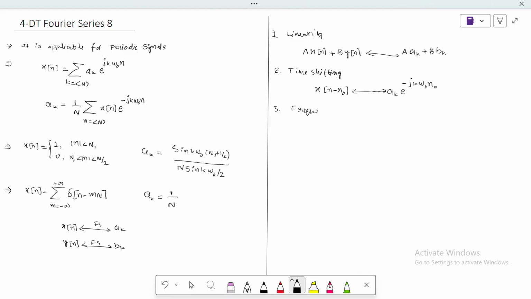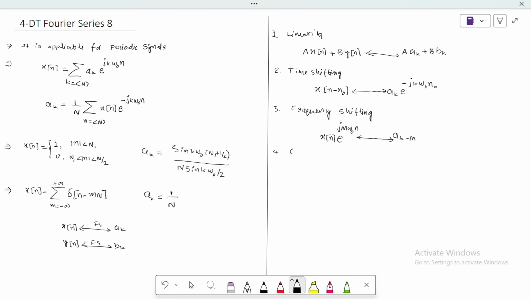Frequency shifting. Here ak minus m is the shifting in the frequency domain. Then in the time domain, x of n is multiplied by the exponential e power plus j, in place of k you should take this m, where m is a constant, m into omega naught into n. This is a function of n, and this is a function of k.